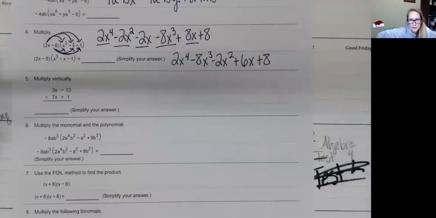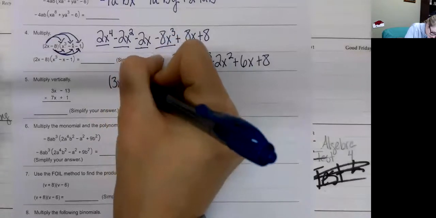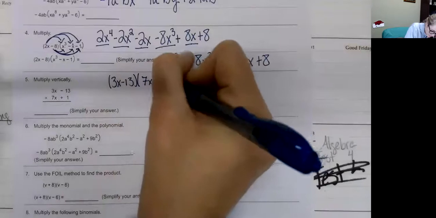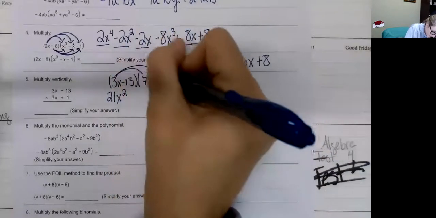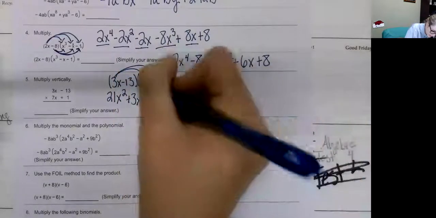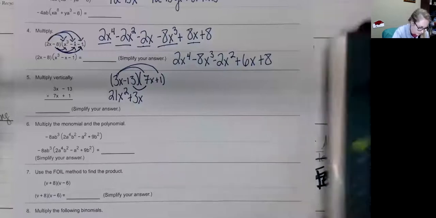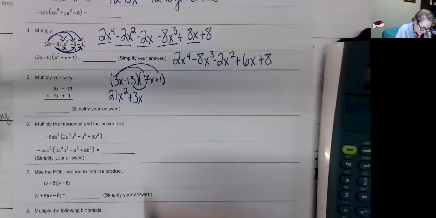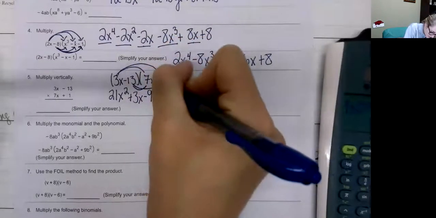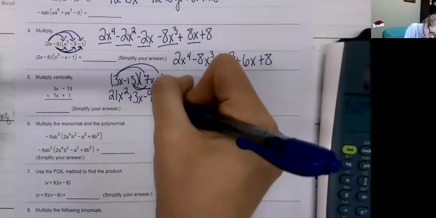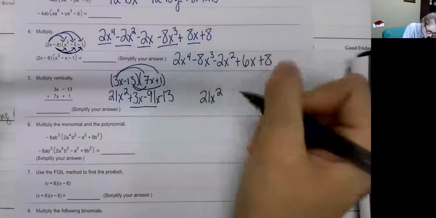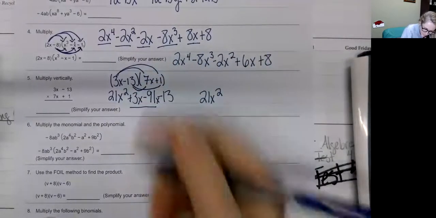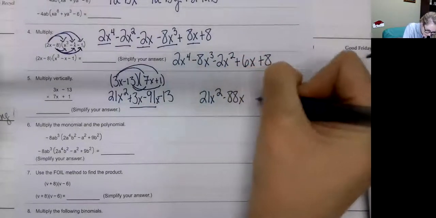I do not love multiplying these vertically, so I'm not going to. So we'd have 3x subtract 13 times 7x plus 1. So 3x times 7x would be 21x squared. Then 3x times 1 would be plus 3x. Negative 13 times 7. 13 times 7 would be 91, so negative 91. Negative 13 times 1, negative 13. And this would have an x with it. Then we'd combine our like terms. So we have 21x squared subtract 88x subtract 13.